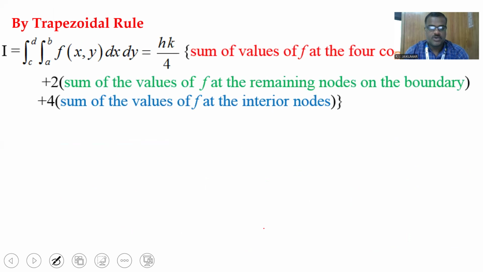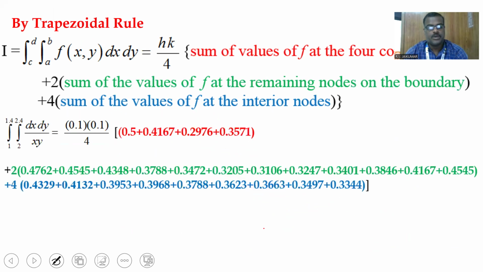The formula for a trapezoidal rule is hk by 4 times the sum of the values of f at the four corners plus 2 times the sum of the values of f at the remaining nodes on the boundary plus 4 times the sum of the values of f at the interior nodes. Right? So corner, there are four corners always in all the problems, plus 2 times the boundary values. It may vary. We can say 8 values or 10 values, something like that. But there will be four corners. It may be square or maybe rectangular values. The corner value is always four different values.